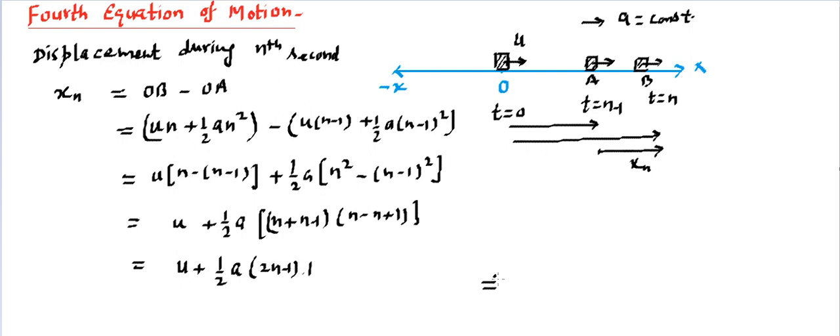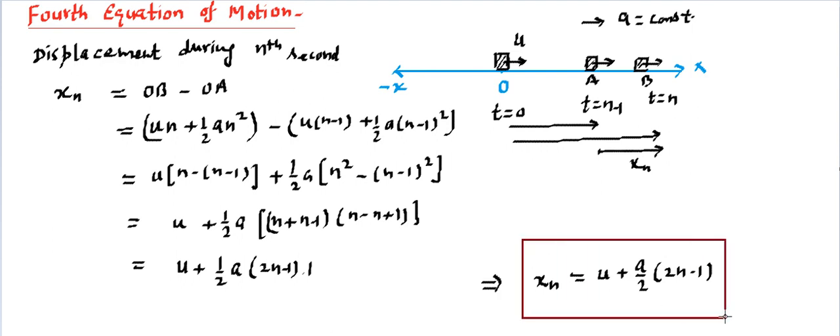So from here we got the fourth equation of motion, which is xn is equal to u plus a by 2 in bracket 2n minus 1. We will call this equation number 4. And what it is going to tell us is that we need to be very specific. It's the displacement during the nth second. It will require the initial velocity u, plus a by 2 into 2 times n, the nth second that we are using, minus 1.